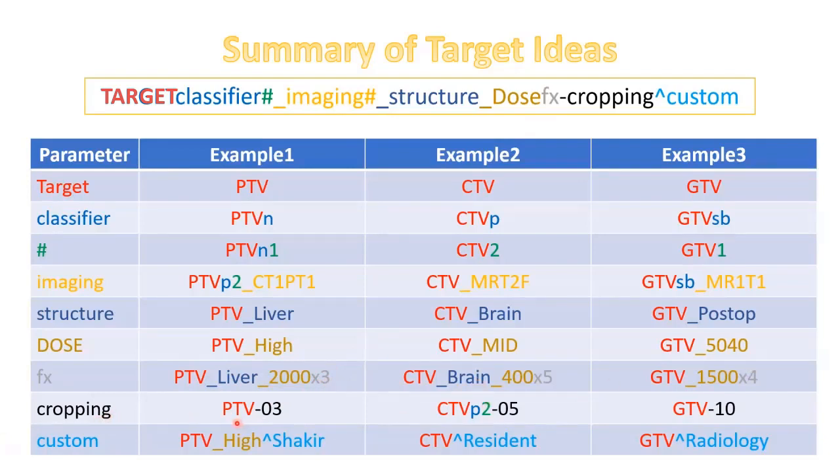Cropping, this one shows you how much you are cropping from your PTV, for example from the body. Let's say if your PTV is reaching the body, you can do this. PTV minus 0.3, so it means 3 millimeter cropped from the surface. Or you can use this one, CTV primary number two, cropped 5 millimeter from the surface or from, let's say, the barrier that you are using.